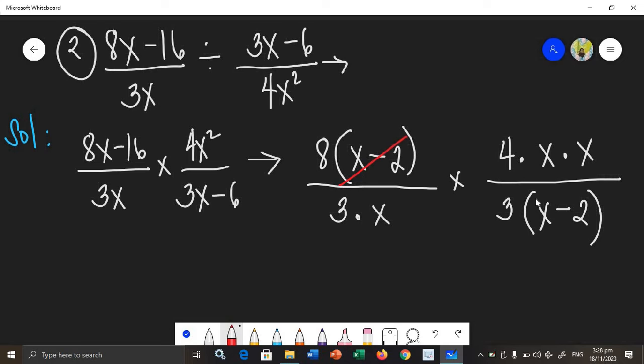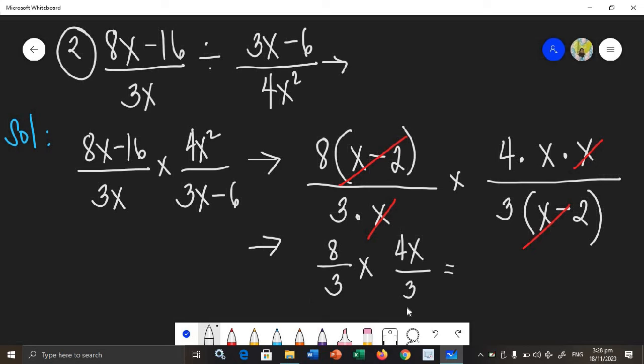So I can cancel out x minus 2 here, as well as x here. What more? So I can cancel out 3 and 8 and 4, because they are both from the numerators and denominators. Okay, so now everything is canceled out. So we should write the remaining factors. So here we have 8 over 3 times, here we have 4 times x, the answer is 4x, and then over 3.